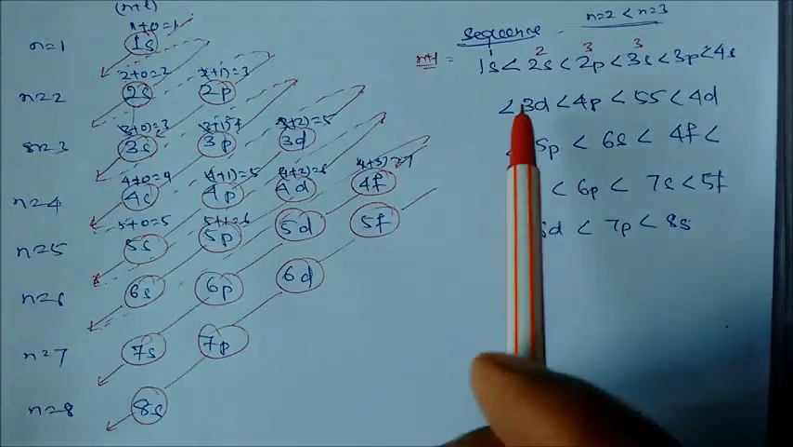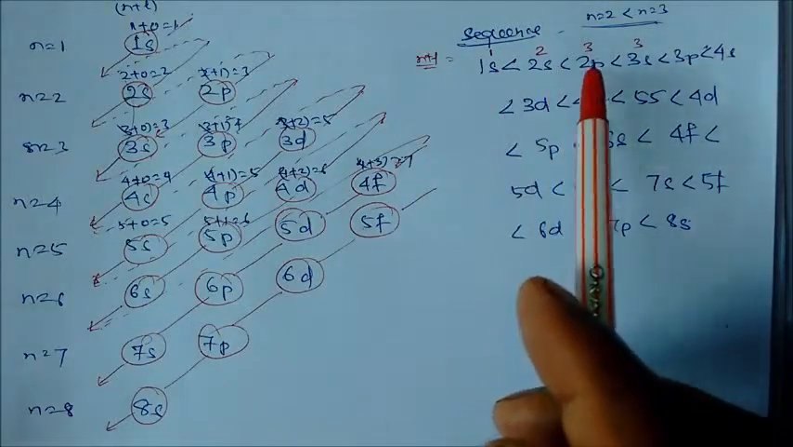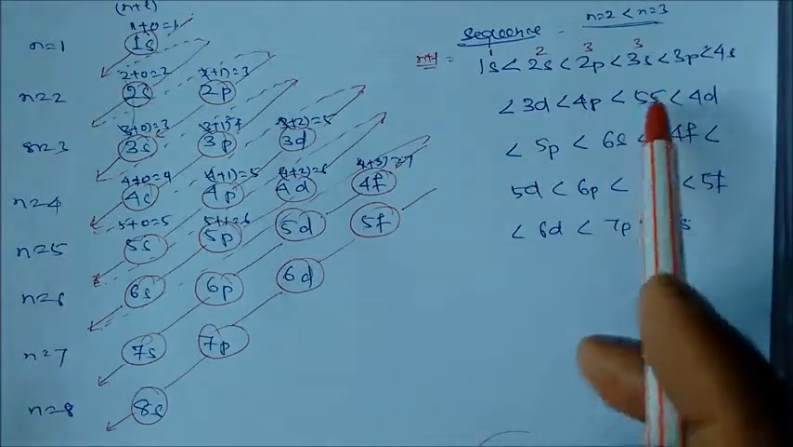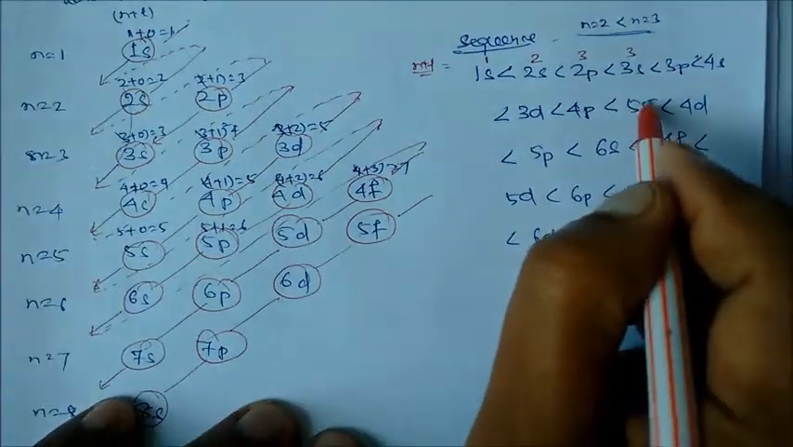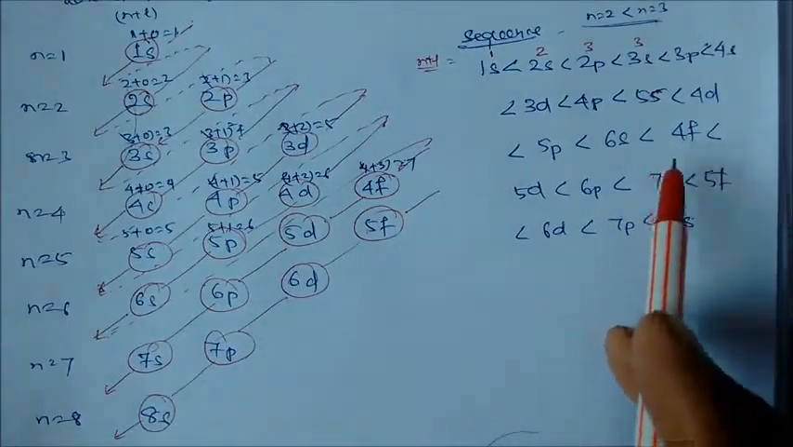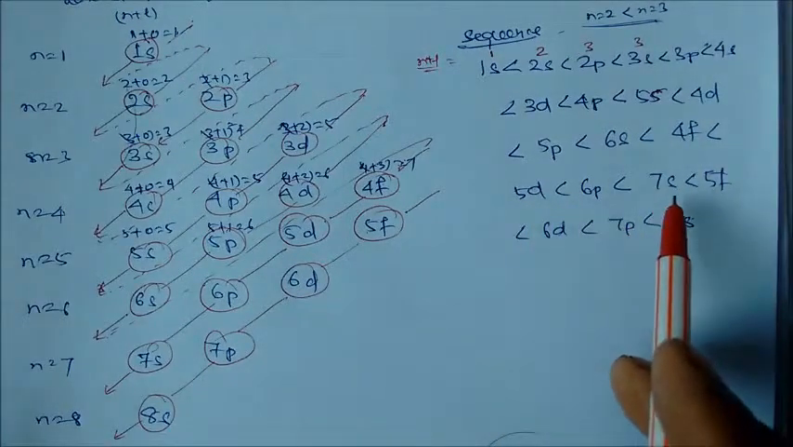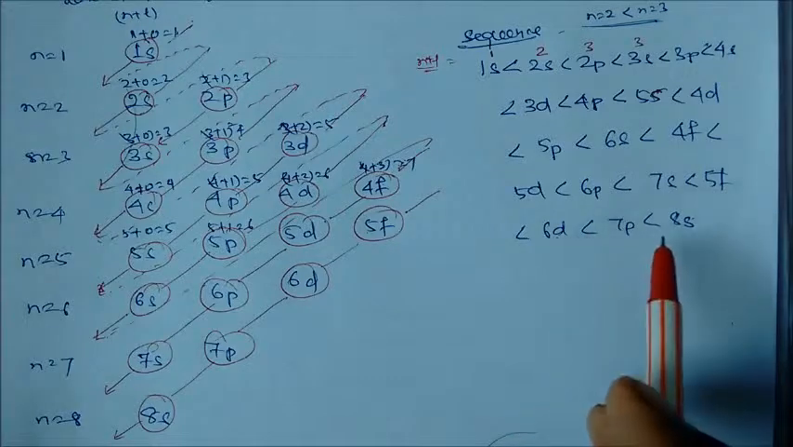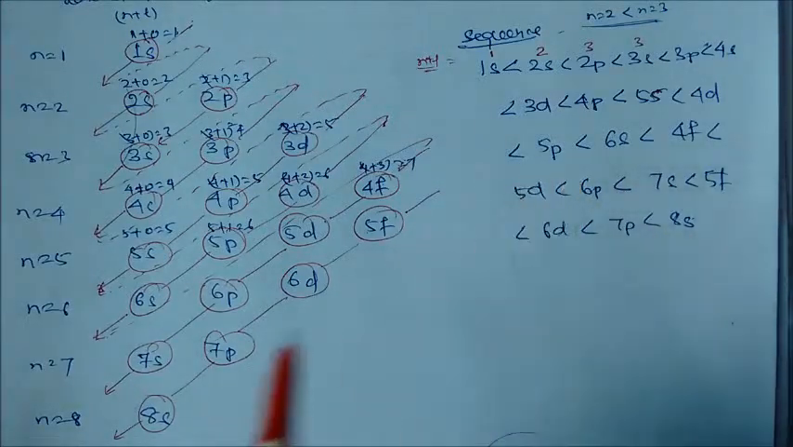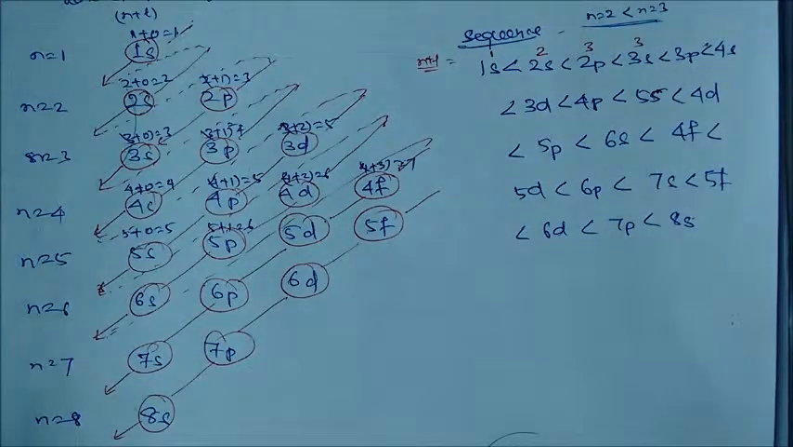So here I have drawn this sequence: 1s2, 2s2, 3s2, 2p, 3p, 4s, 3d, 4p, 5s. Then 4d, 5p, 6s, 4f, 5d, 6p, 7s, 5f, 6d, 7p and 8s. So this is the sequence of filling the electrons according to the Aufbau rule.